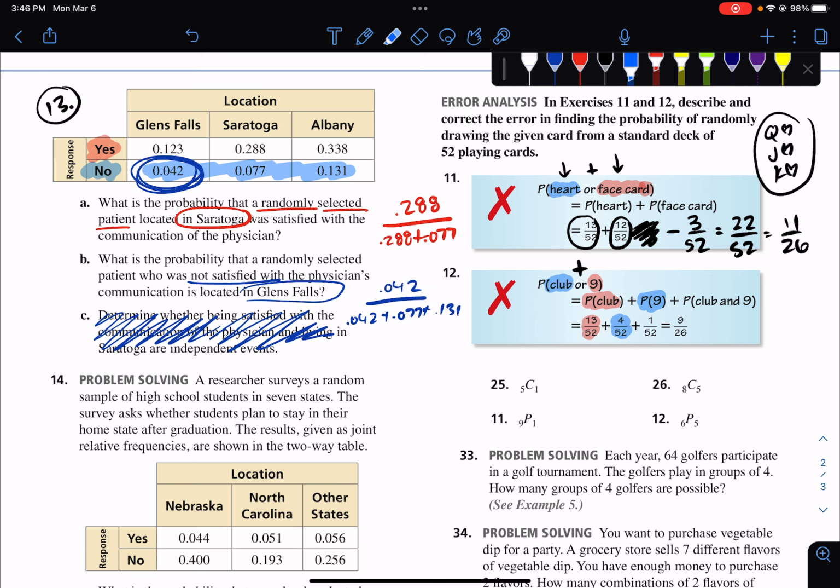Good. But then they added the probability of a club and a 9, because there is one card that is both a club and a 9, but they weren't supposed to add that. This is supposed to be a subtraction. So that's what they did wrong. They used the right numbers, but they were supposed to subtract the card that was a 9 and a club. So 13 plus 4 minus 1 would be 16 over 52 instead of 9 over 26. And then that simplifies to what? 8 over 26, which simplifies to 4 over 13.